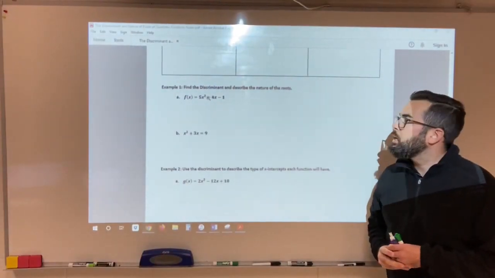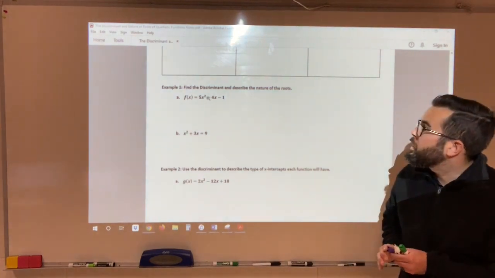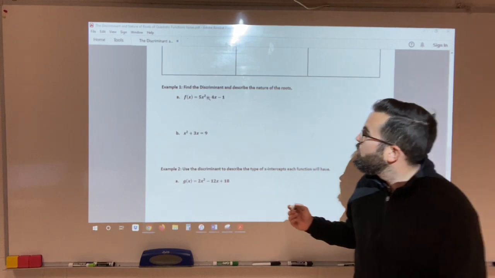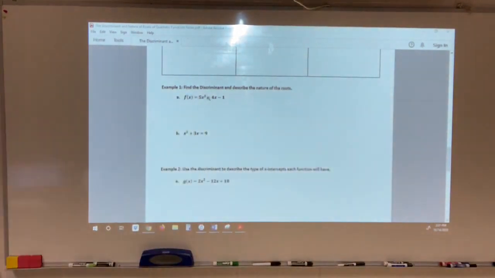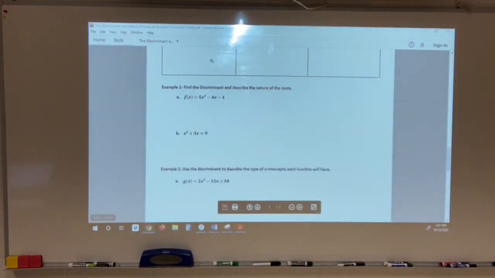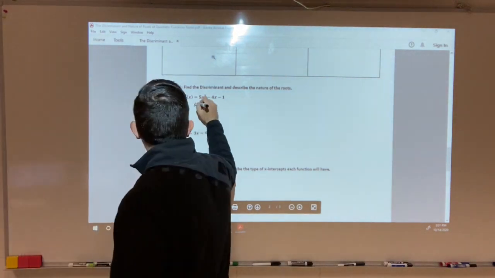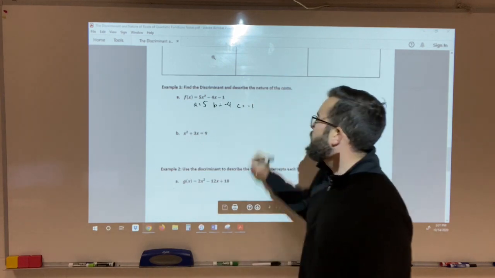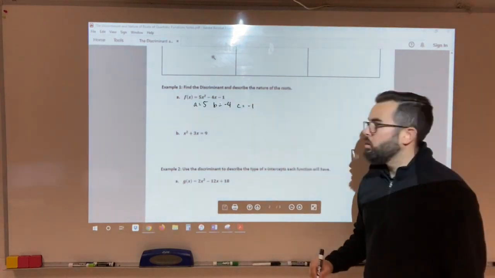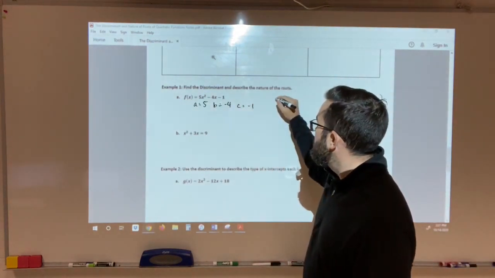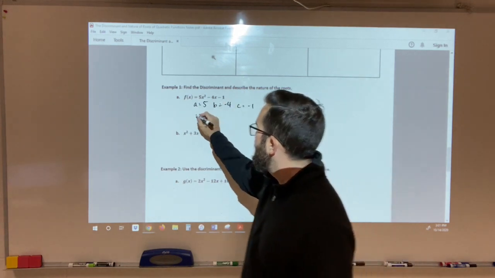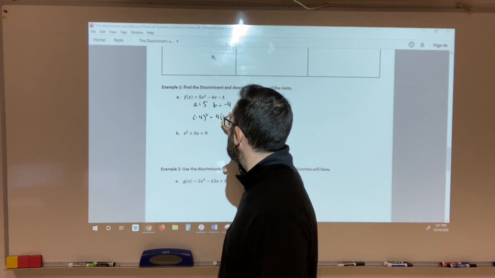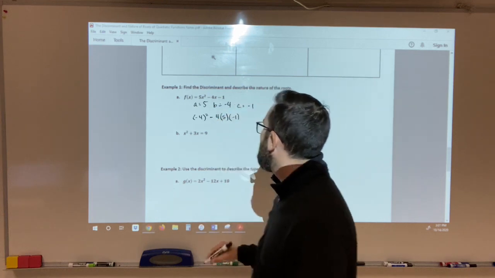So we're going to take a look at example 1. It asks to find the discriminant and describe the nature of the roots. All right, so we have A equals 5, B equals -4, and C equals -1. So our discriminant is b squared minus 4 times a, which is 5, times c, which is -1.